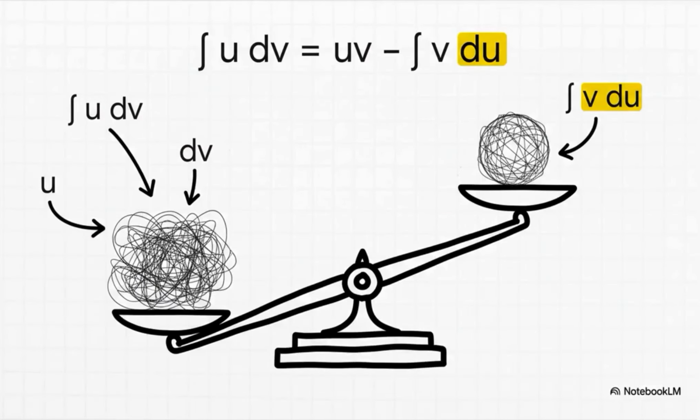Now, the whole game here is to break our original integral into two pieces, a part we call u that we're going to differentiate and a part we call dv that we're going to integrate. The trick, and this is everything, is to choose them wisely so that the new integral on the right, that little integral v du part, is way, way simpler than the monster we started with.